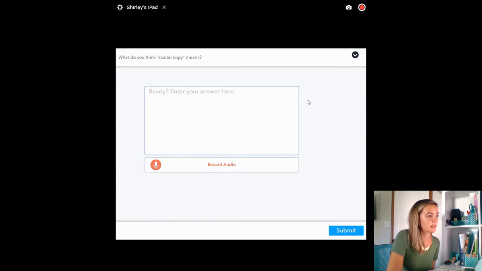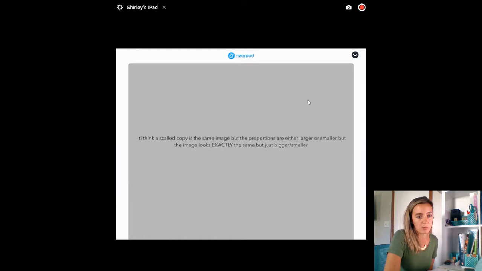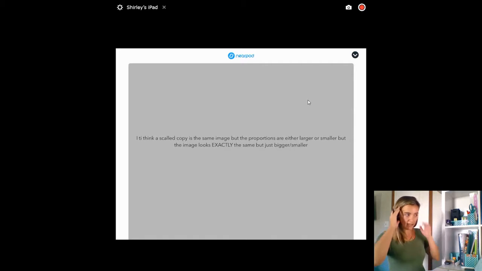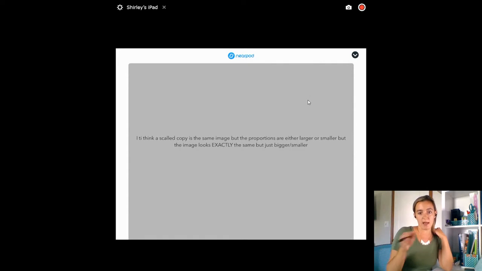I really like this explanation. There's a very good vocab word in here, so I want everyone to take a minute to read through this. It says, I think a scaled copy is the same image, but the proportions are either larger or smaller. It looks exactly the same, just bigger or smaller. I really like that. His use of the word proportion, that's telling us that the width and the length are moving exactly the same. So that is a perfect definition of what a scaled copy is. Both dimensions, my height and my width, are exactly the same. They're both getting bigger or they're both getting smaller. Awesome.